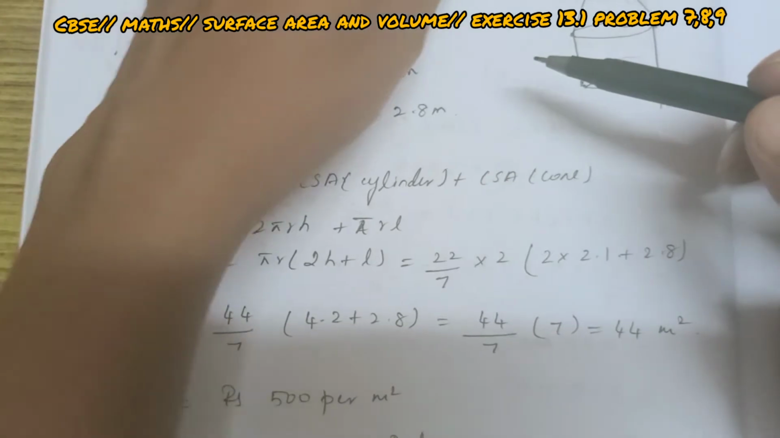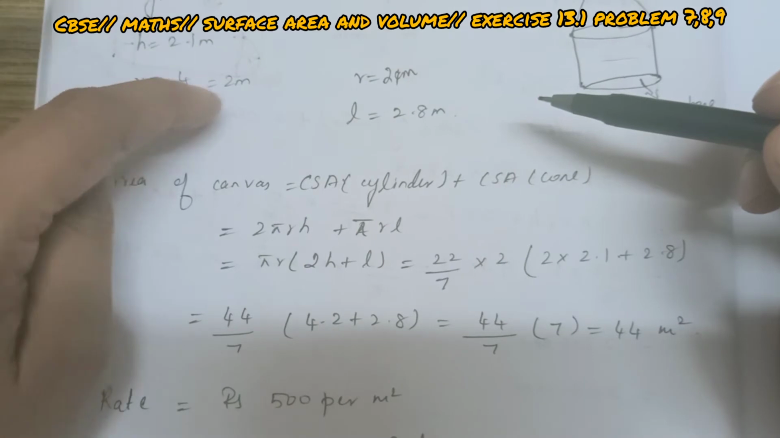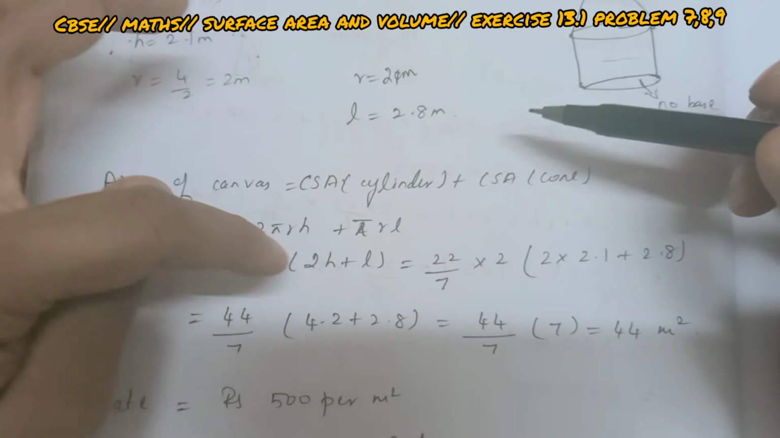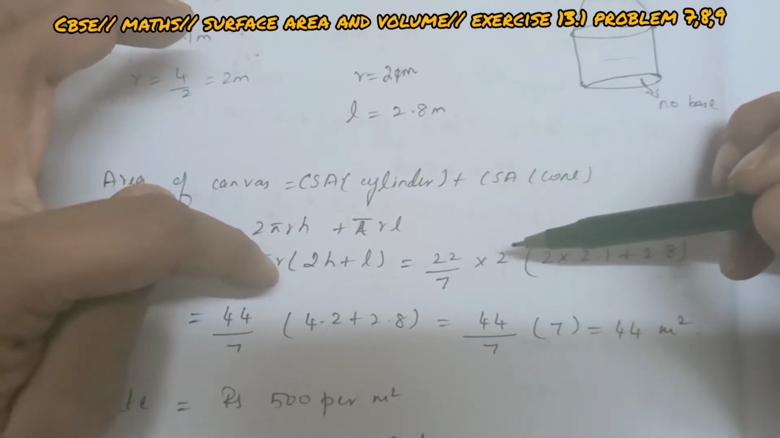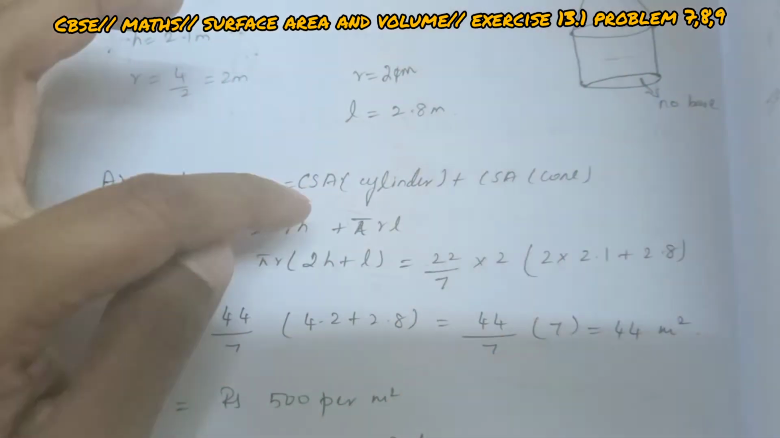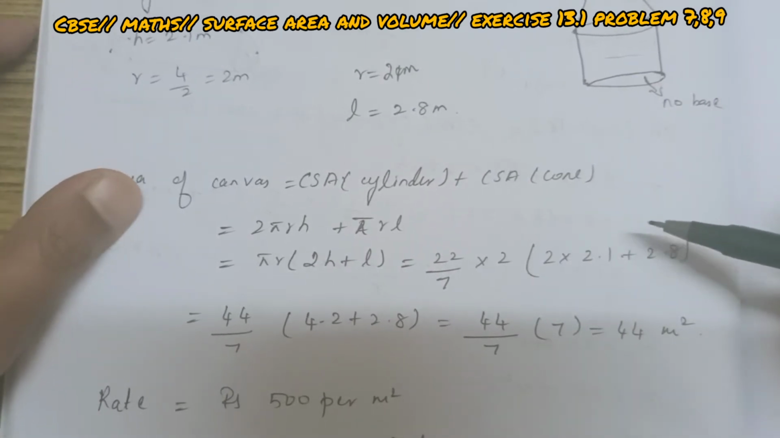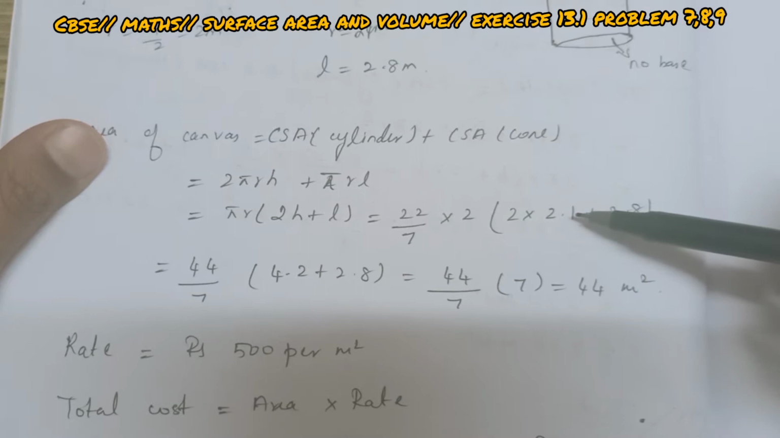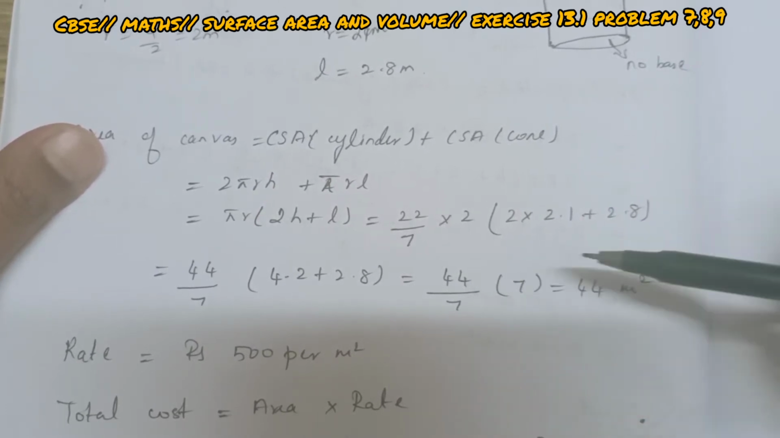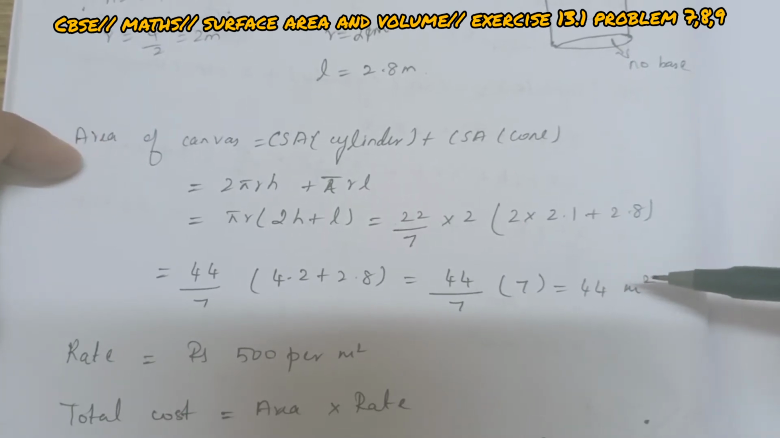Now just substitute the formula: 2 pi RH plus pi RL. R is same, no, for both, so we can take common terms. Pi is common, R is common. 2H plus L. Substitute 22 by 7 into R is 2 into 2 into H is 2.1 plus L is 2.8. Here you see, when you multiply, we are getting 4.2 plus 2.8, which is 7, which is getting cancelled here. Simplifying, we get the answer for the area of the canvas as 44 meters square.